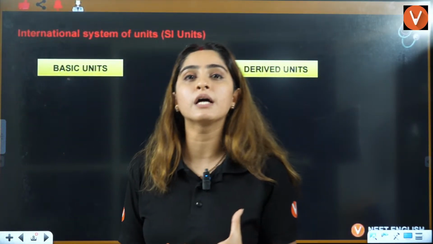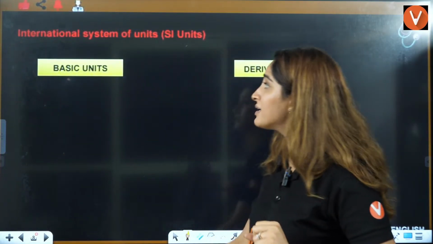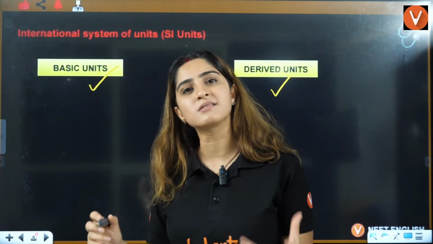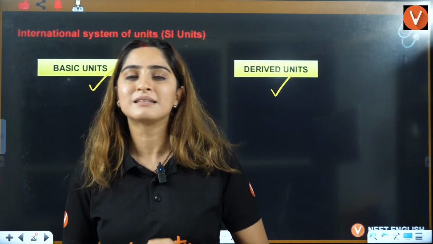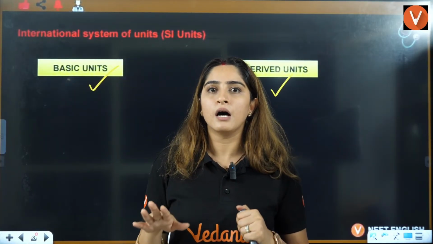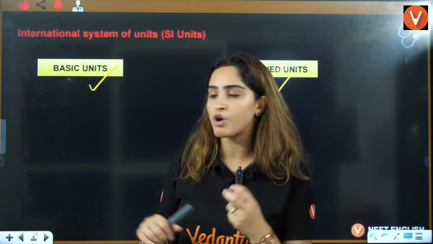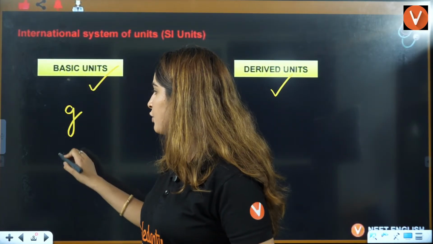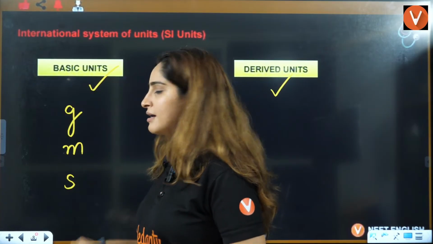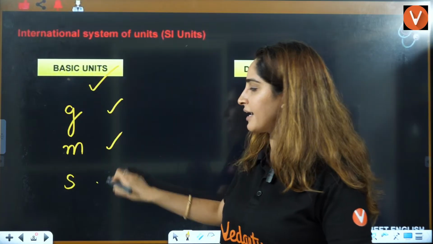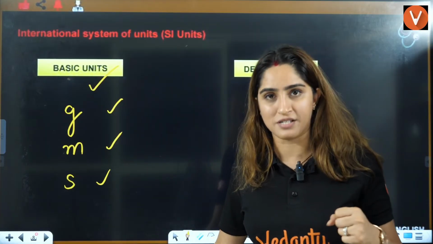For unit conversion, you need to know two things. One is basic unit, the other is derived unit. So what are the basic units? Basic units are not derived from anything. They are the building blocks of units, like you have grams, you have meter, you have seconds. So these, gram, meter and second, are the fundamental units.